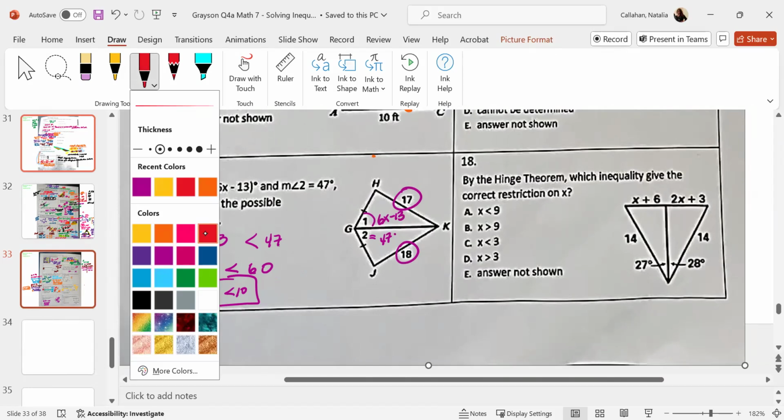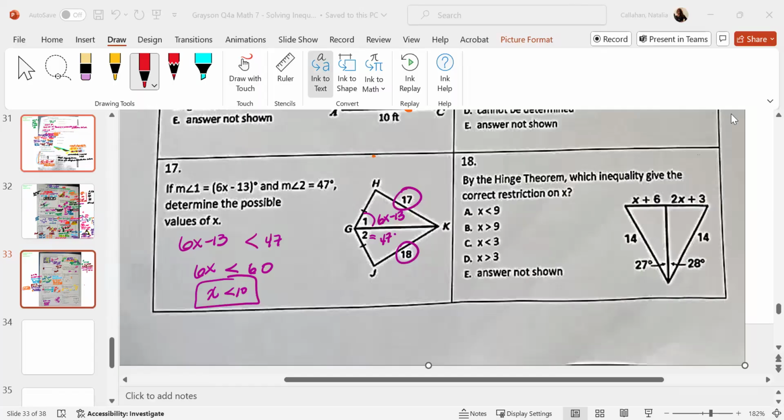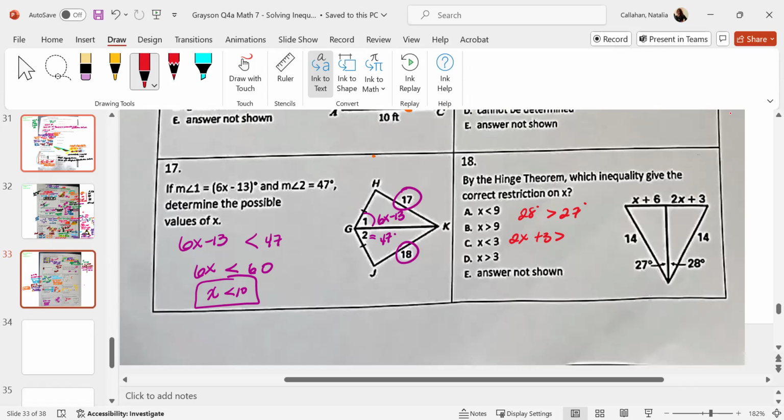You try number 18, it's exactly the same as number 17. Looking at number 18, which angle looks bigger? 28 is greater than 27. Do you agree with that? Now do the same thing with the side. Which side is opposite of angle 28? And then solve. That's all you do.